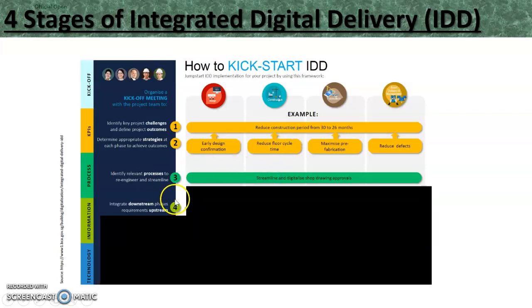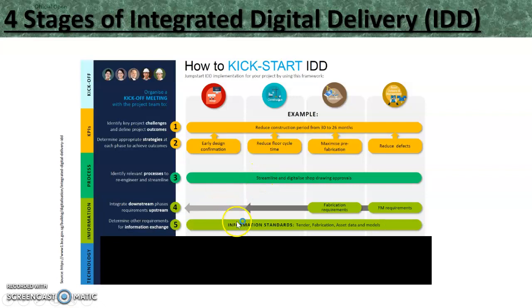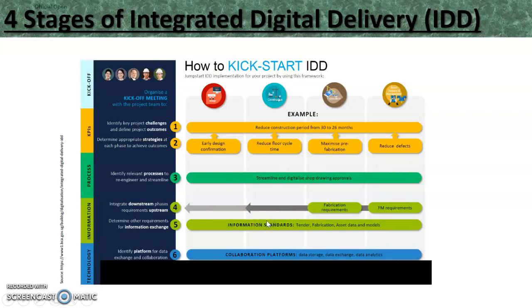Then we look into the downstream phases. The fabrication requirements and the FM requirements will probably need to be surfaced up to the designer, so that the designer is able to take that into consideration when they are doing the design, to allow the streamlining. And you need to have common information standards in order for the various forms of information to be exchanged, right? And you need to have a common data environment.